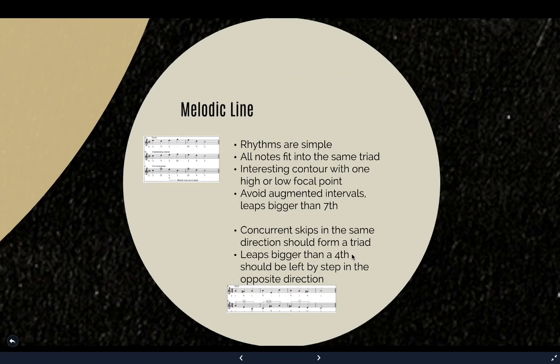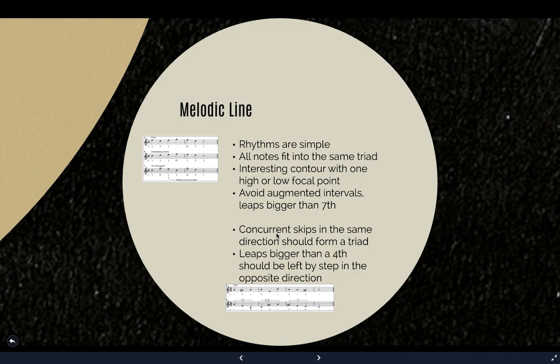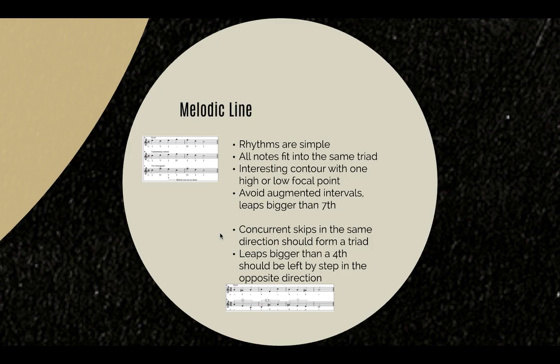Let's talk about that really quickly. So if we do end up having skips in melodic lines, remember, if we have concurrent skips, they should all go in the same direction and they should all form a triad.